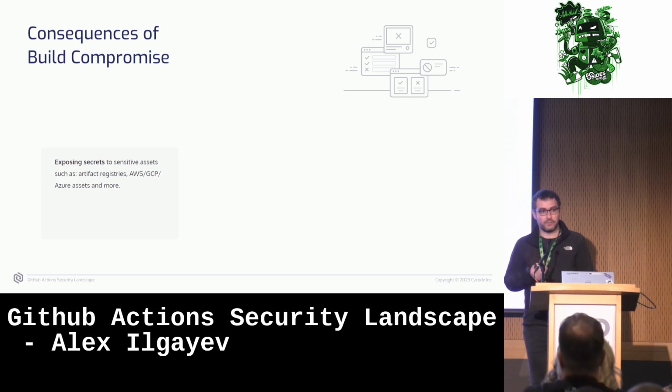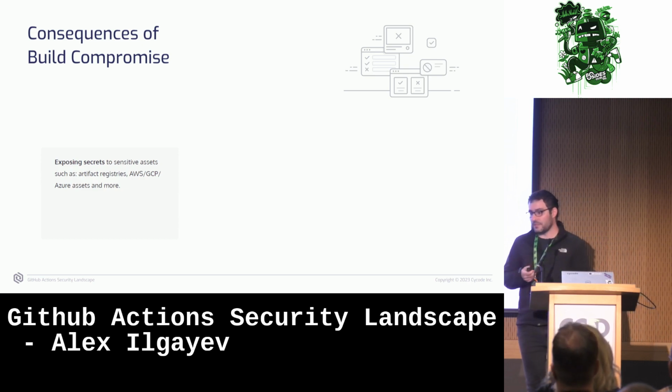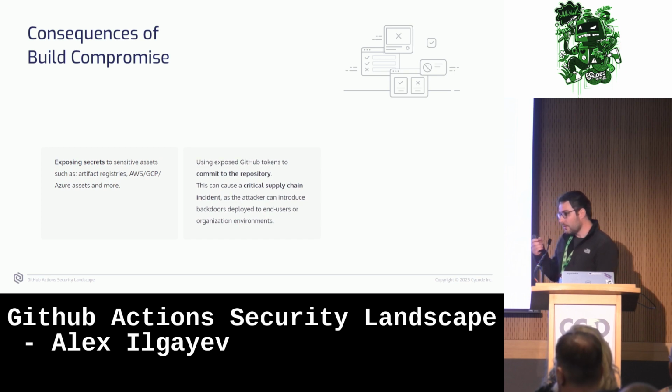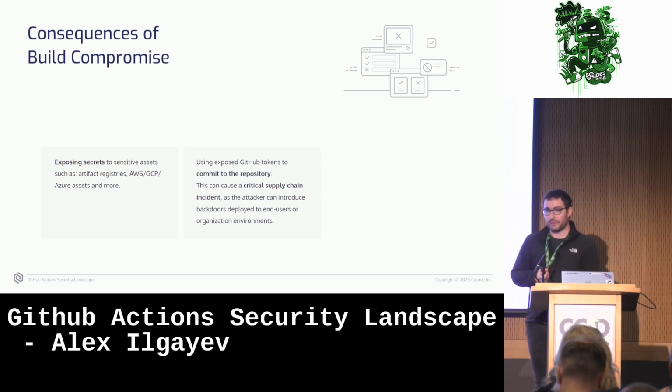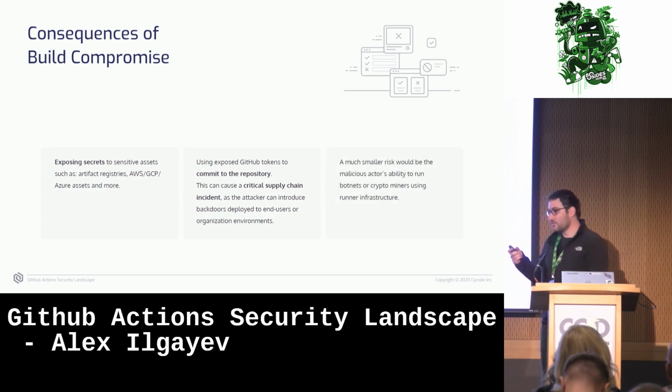So it contains a lot of tokens, a lot of secrets, a lot of authorization tokens that you could just exfiltrate and steal. Also, as I said, this GitHub token contains default write permission. So if I get a foothold in that build hijack, I could commit back to the repository and write whatever I want without having the proper permissions. A much smaller risk would be the ability to run botnets or crypto miners or whatever on the runner infrastructure.